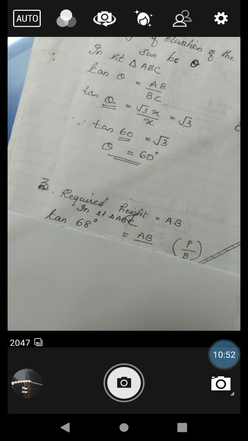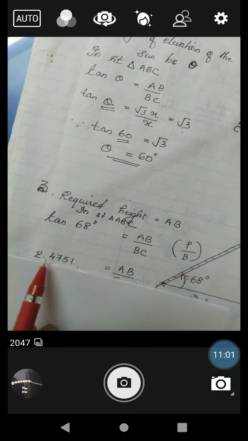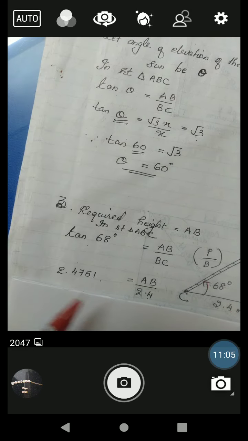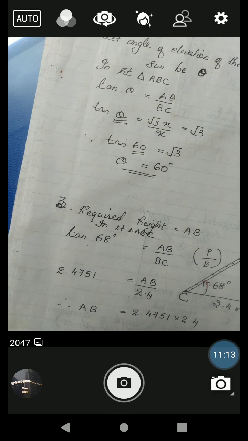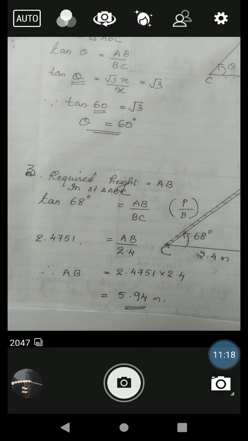In this right triangle ABC, tan 68 is equal to perpendicular by base, AB by BC. Now, from your class table, you can find what tan 68 is. That is 2.4751 is equal to AB by 2.4. Cross multiply. We will get the required height. You can see the steps.